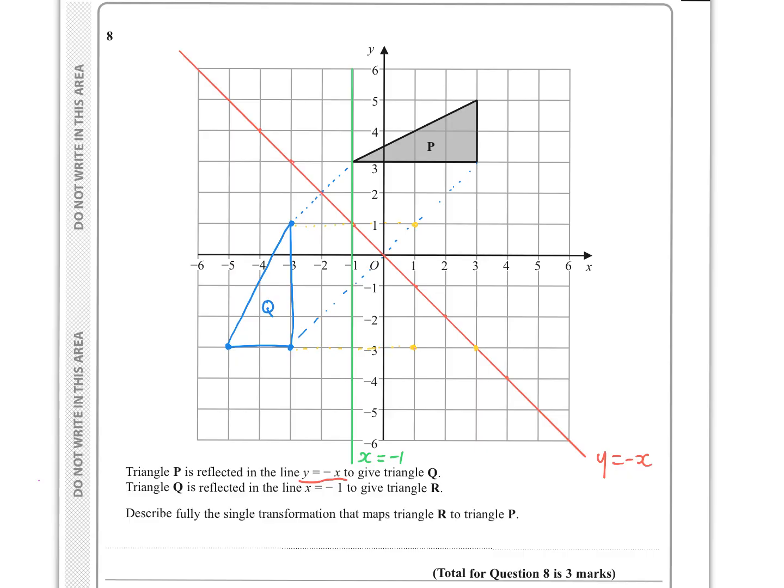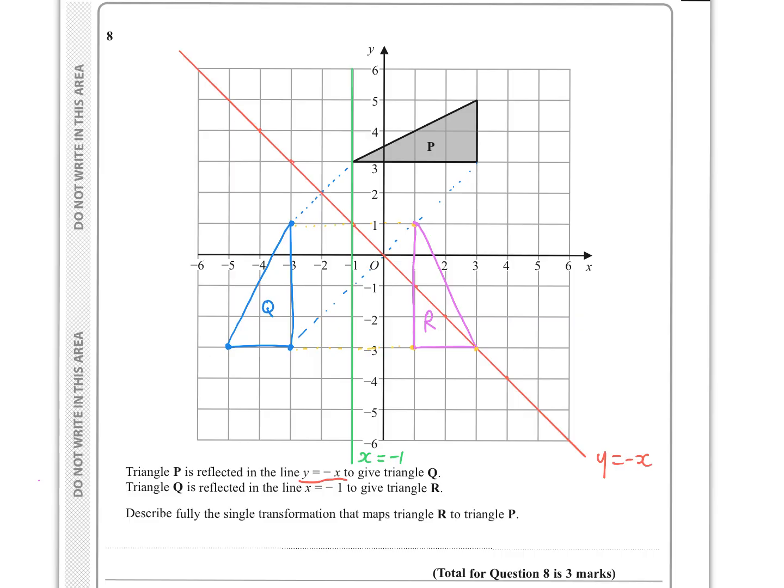There we go. So, trying to do this freehand. I should use a ruler really. And that's going to be R. So what we've got to do now is describe fully the single transformation that maps triangle R to triangle P.